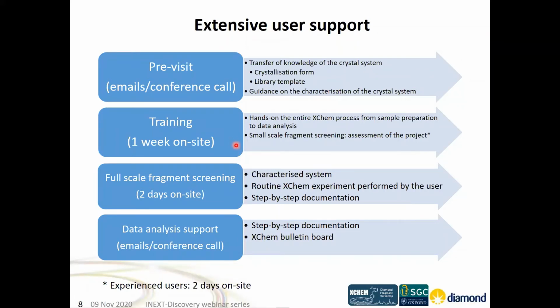So that training week is really 1 week on site. And then normally we have a characterized system that we know what to do on. This type of experiment should then be a routine experiment for you. So you would then come back for 2 days on site to do the full-scale fragment screening.